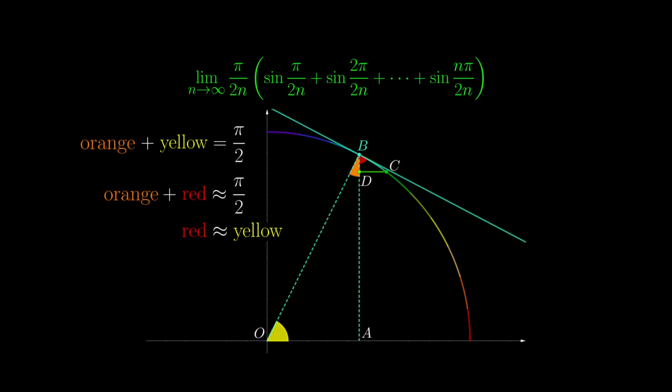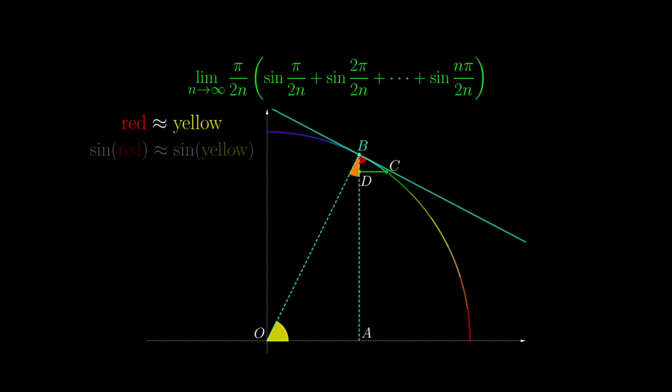Combining the two relations, we have red angle approximately equal to the yellow angle. Again, we mean that they will be equal in the limiting case. Because of this, we can conclude that the sine of red angle is approximately the sine of the yellow angle. This is because the sine function is continuous everywhere.